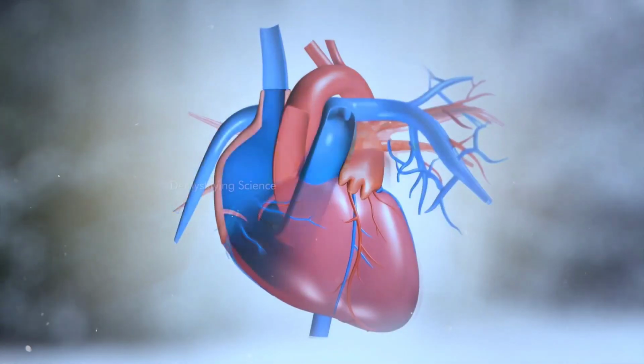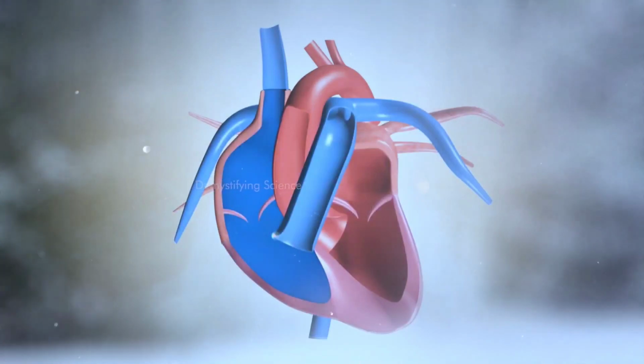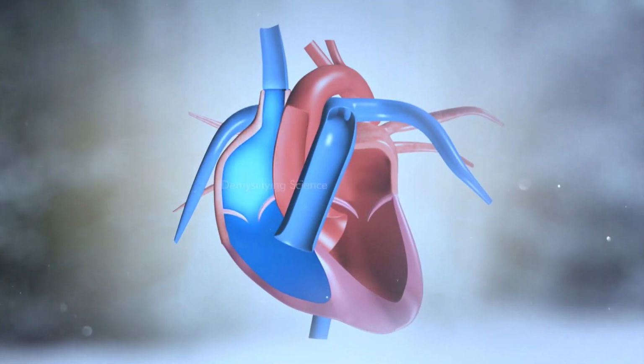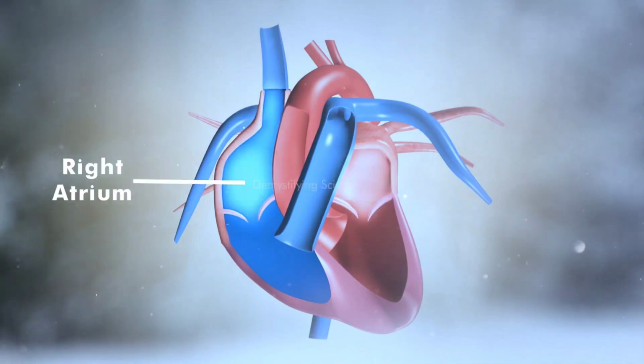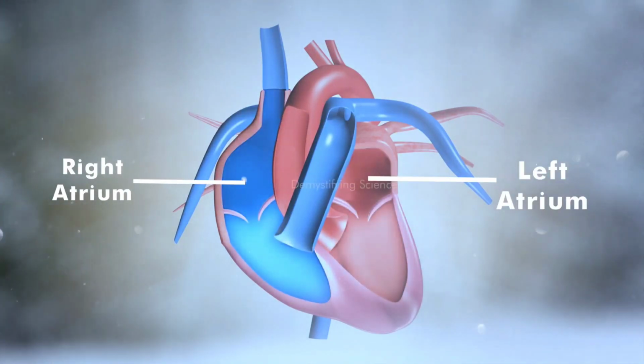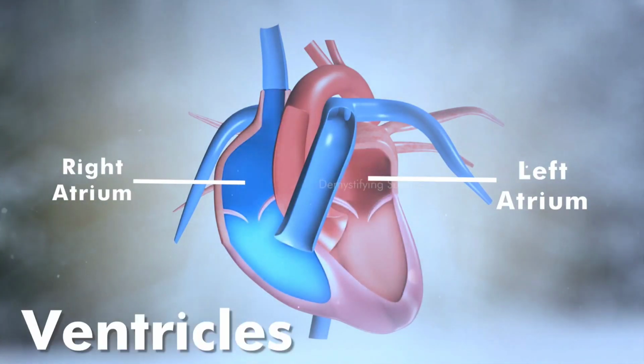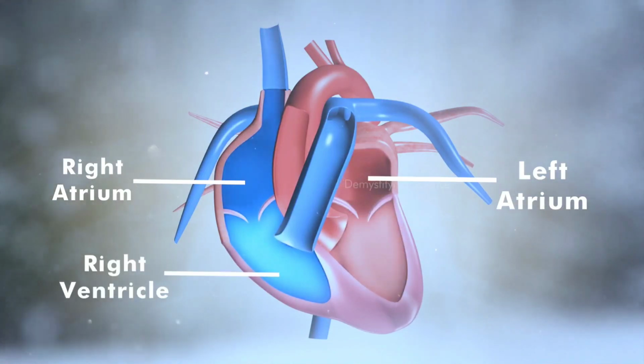The heart consists of 4 chambers. 2 chambers are the upper portion called atrium, which consist of right and left atrium, while the 2 chambers at the lower portion are called ventricles, which consist of right and left ventricles.